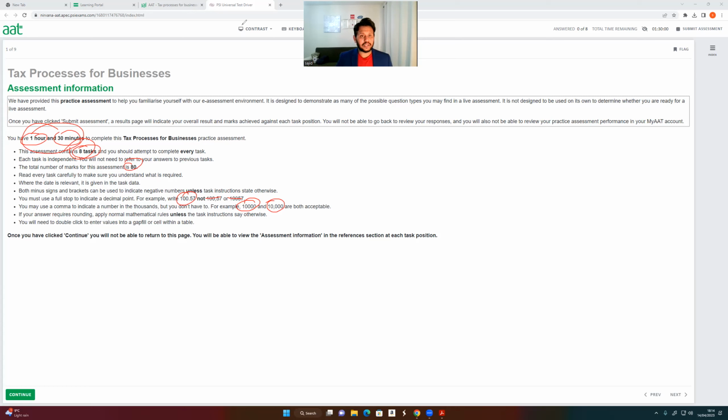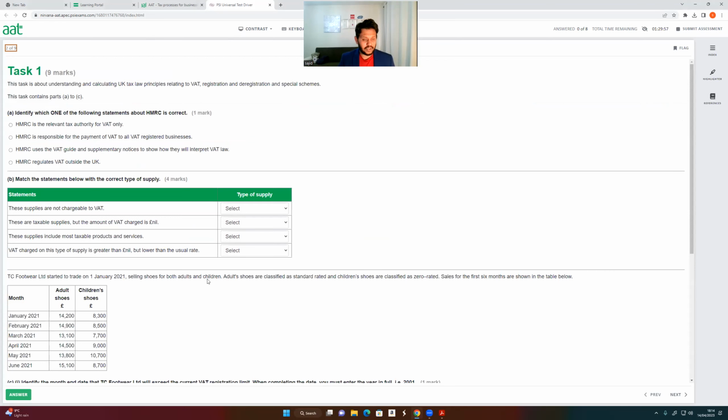All right, let's start with our assessment. So click continue. So the first task we can see here is for 9 marks. So let's look at this one. This task is about understanding and calculating the UK tax law principles relating to VAT registration, deregistration and a special scheme. So let's have a look.